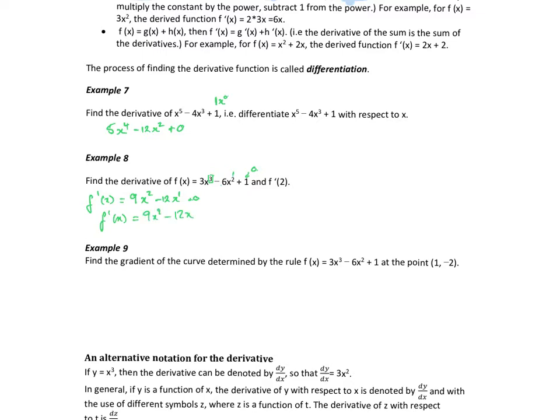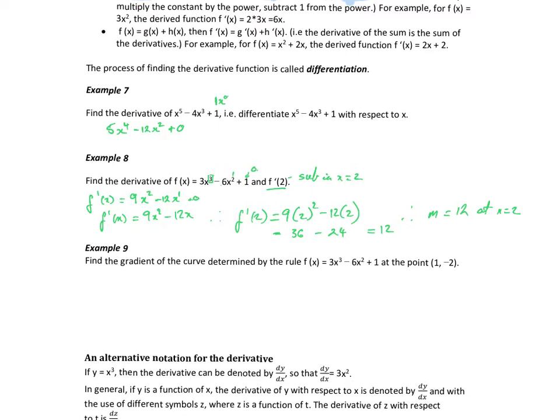Now it wants me to evaluate the derivative at 2, so that just means sub in x equal to 2, so f dashed of 2 is equal to 9 times 2 squared minus 12 times 2, which is 9 4s are 36 minus 24, which is equal to 12. So that's really saying the gradient is equal to 12 at x equal to 2. So it must be quite a steep line.